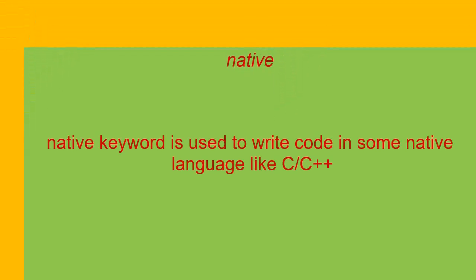The next modifier is native. The native keyword is used to write code in some native language like C or C++. Sometimes when it is unavoidable to use some other native language like C or C++, then we have to use the native keyword. But the problem with the use of this keyword is that all the features of portability and platform independence will be lost when we use the native keyword.